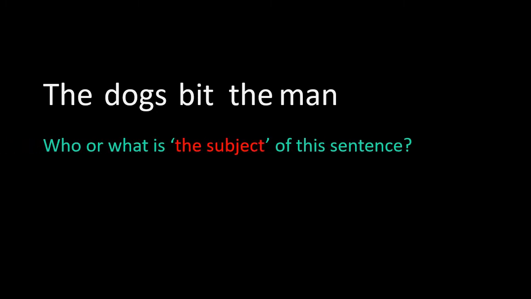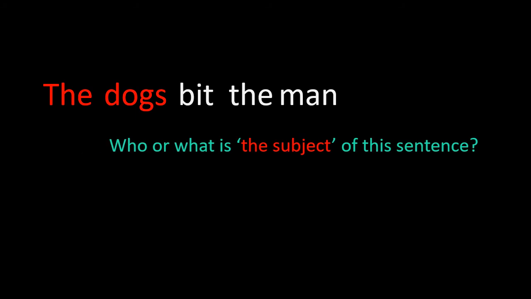Okay, you should have finished exercise 1 and exercise 2. Let's take a look at exercise 3 on the same page. The dogs bit the man. This sentence is an active voice sentence. It's a normal sentence. We need to start changing this into passive voice. We've already seen this before, but just to remind you, who or what is the subject of this sentence? It's the dogs. The sentence is all about these dogs.